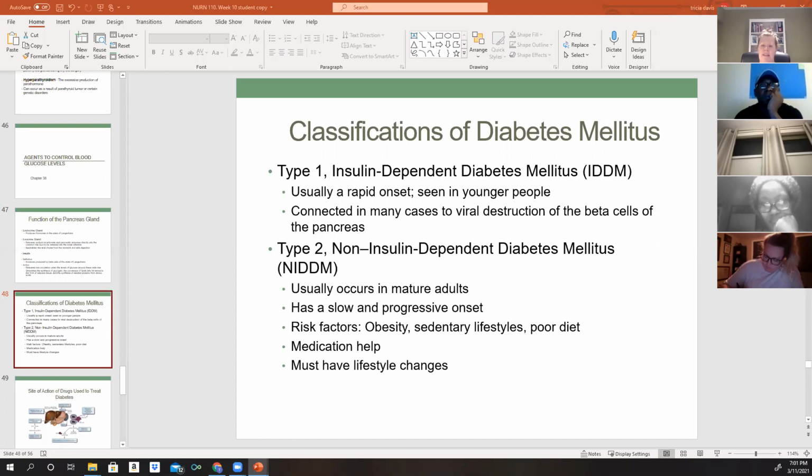So this is something they can develop as they're older, but hopefully in most cases they don't have to be on insulin, so they can lose weight. I've seen patients that have been on insulin. I have a couple of friends who have been on insulin three to four times a day that lost weight, changed their diet, started exercising, and now they're not on anything anymore. So it is something that can be reversible. Medication can help. We always start out with oral hypoglycemics first. And then if they do not help the patient, then we work our way up to insulin. But we want them to have those lifestyle changes.